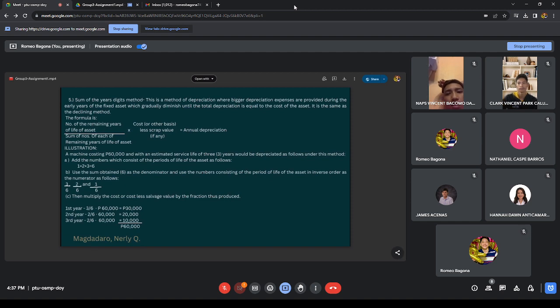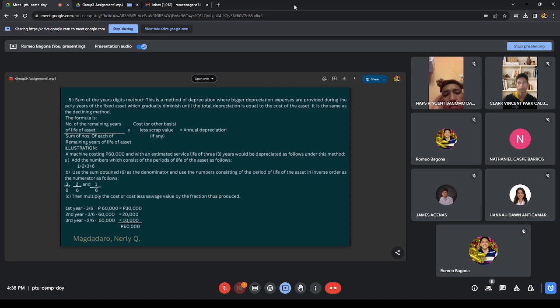So let's proceed to the last process. After doing the letter A and B, we should multiply the cost or cost less salvage value by the fraction thus produced. So in the first year, we have here 3 over 6 times the 60,000 pesos, which is the cost of the machine, and it resulted to 30,000 pesos.